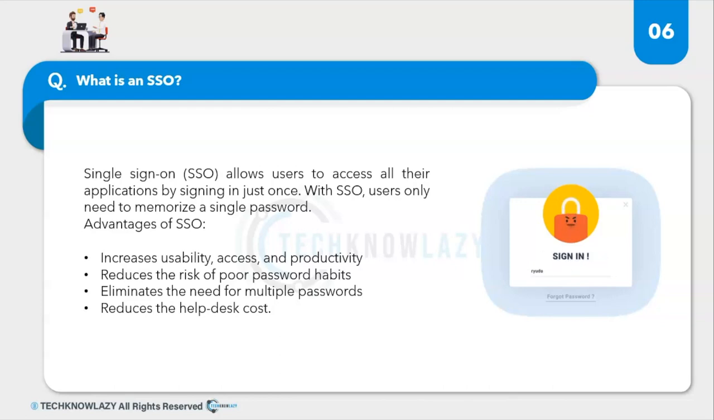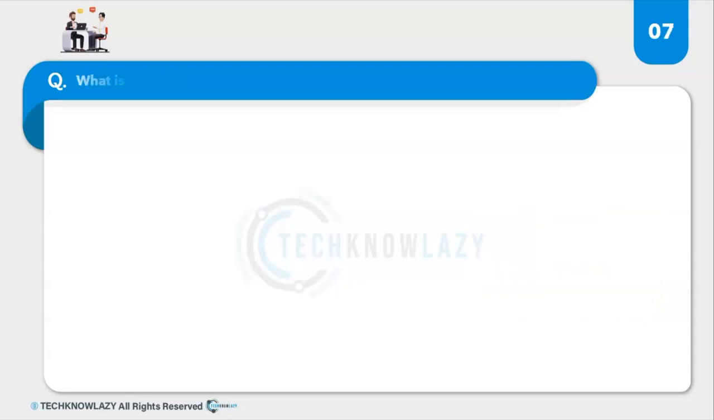Single sign-on allows users to access all their applications by signing in just once. With SSO, users only need to memorize one single password. The advantages are that it increases usability, accessibility, and productivity, reduces the risk of poor password habits, eliminates the need for multiple passwords, and reduces help desk cost. Remember the CTO we discussed? That is the help desk cost. You don't have to hire multiple CTOs or an army of admin people to assist you with passwords. That's the biggest benefit.